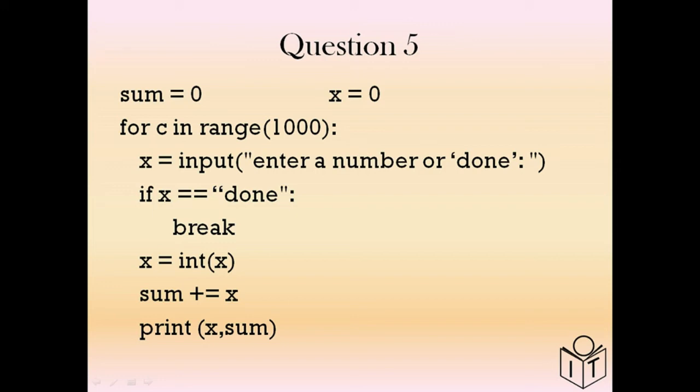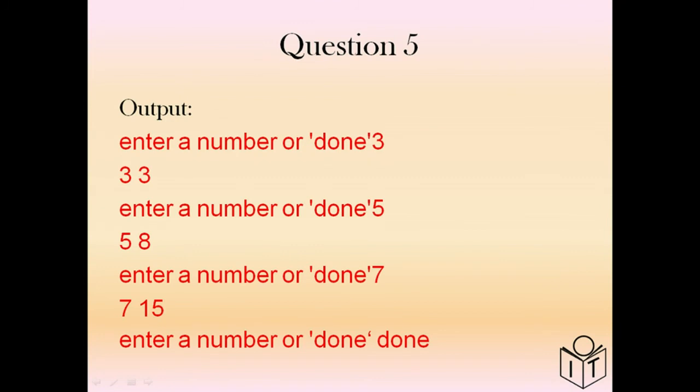Now while the loop's still going and not finished, we want to change the number they've entered from a string to an int. Then we add it to the sum, and then we print the number and the sum. So that's the solution to question 5. In this example of the output, the user enters 3, 5 and 7, and we can see there we have 3, 5 and 7 and the totals of 5, 8 and 15, and then when they finish they put in done, and that's the output.